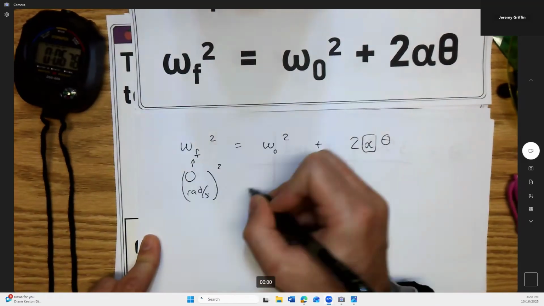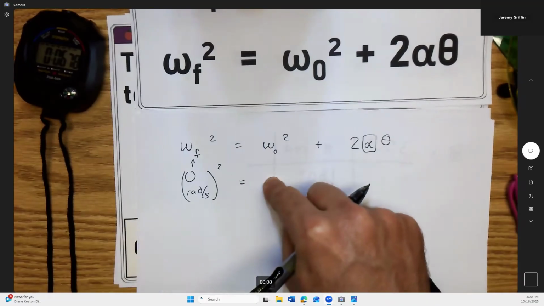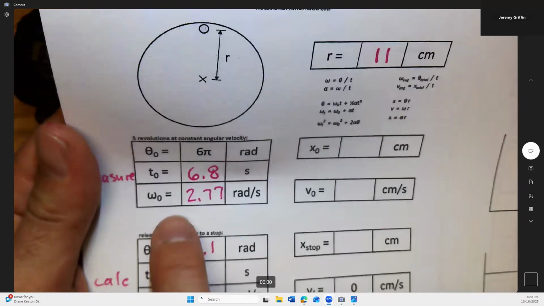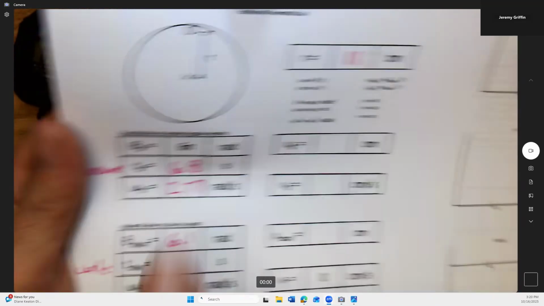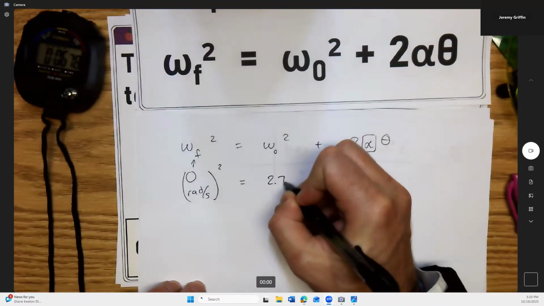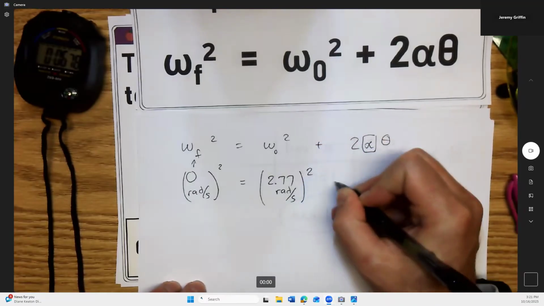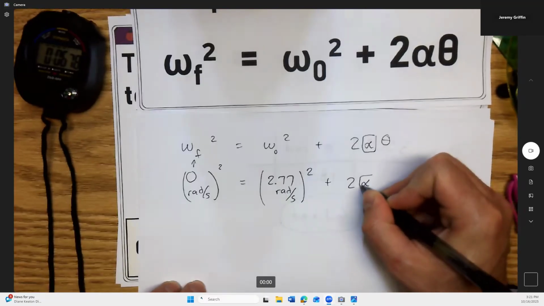So equals, now the initial angular velocity. Oh, well, that's what I said here. Initial angular velocity, now mine is 2.77 radians per second. So let's go 2.77 radians per second. I'm going to square that plus 2 alpha, which we're solving for.